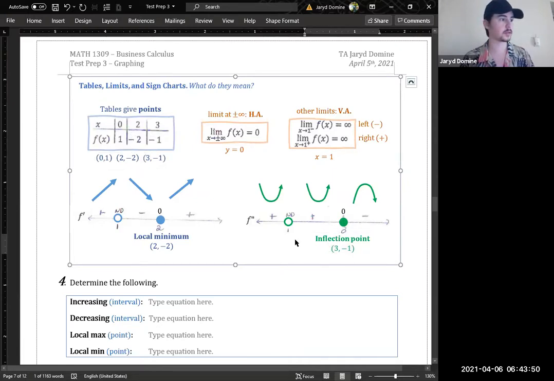The sign charts are only going to give you x values, but to find the y value, you're going to use the table. So it's just a bunch of things that you have to bring together in order to answer this question.